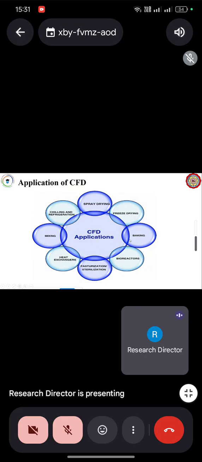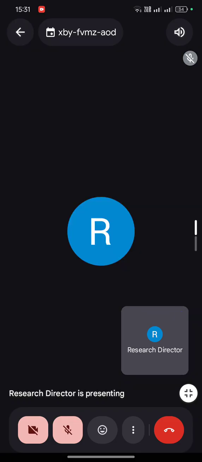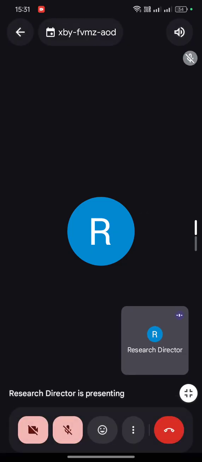See, the application of CFD is in various fields. We can use it in spray drying, freeze drying, baking, bioreactors, pressurization, sterilization, heat exchangers, mixing, chilling, and refrigeration. So many. We can say every branch can use CFD: mechanical, electrical, chemical, civil, biomedical. Everyone is using it nowadays. Basically, this is a tool.